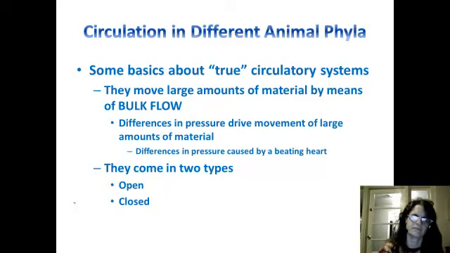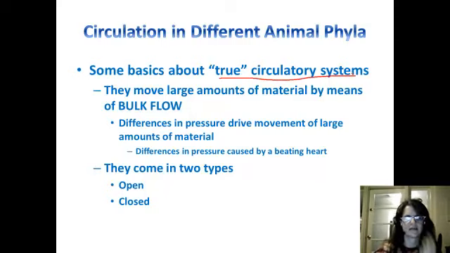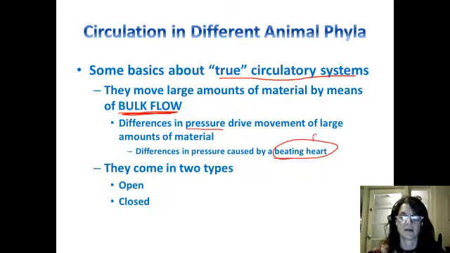Next comes a discussion of true circulatory systems, where we actually see organs and blood and things like that. And the things you need to remember that true circulatory systems have in common is movement of large amounts of material due to bulk flow, just like we talked about with the plants. Differences in pressure are going to be driving the movement of large amounts of material. This time, however, that pressure is not caused by cohesion, by water leaving the plant or whatever like that. It's caused by the beating heart. So we're talking about a positive pressure idea.